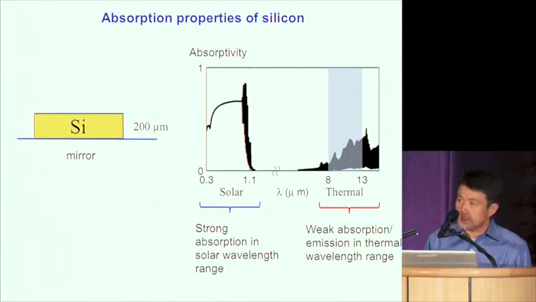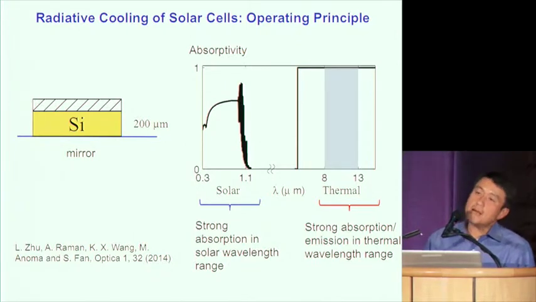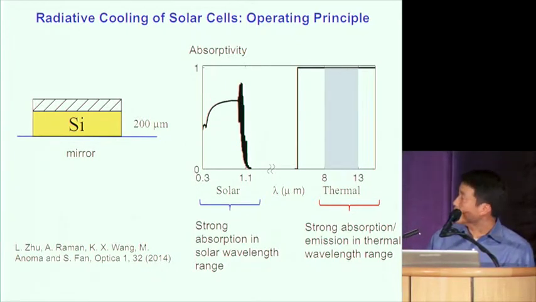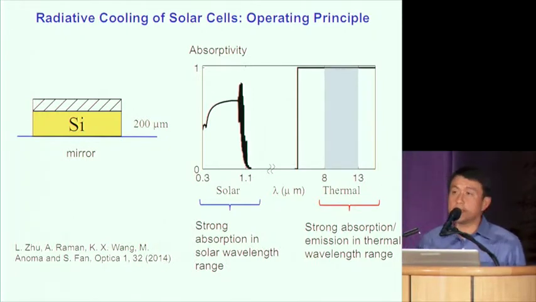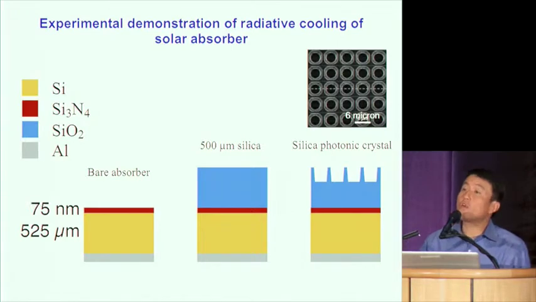In order to improve its radiative cooling capability, what you would like to do theoretically is to imagine a structure that has an emissivity spectrum that looks like this. It will have the same emissivity spectrum as silicon. So you put something on top of silicon without affecting the solar absorptivity, but you drastically boost the emissivity in the 8 to 13 micron window. And in order to do that, we perform the following experiment.